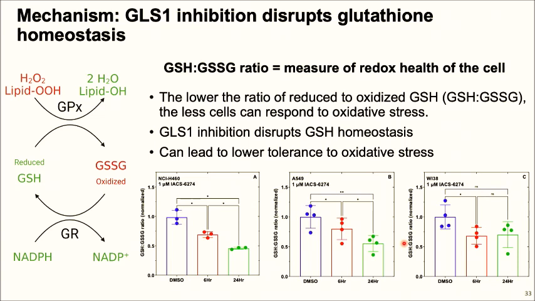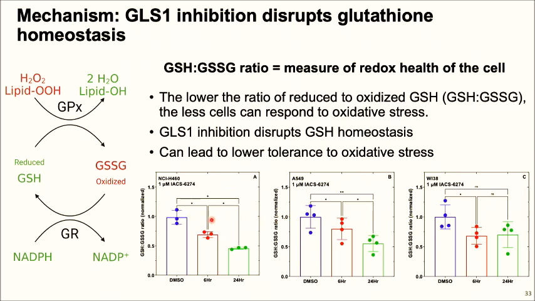So then to try to understand the mechanisms of this, first we tried to understand what this GLS1 inhibitor is doing in terms of glutathione production. So we measured the glutathione levels in the cells. The lower the ratio of reduced to oxidized glutathione, the less the cells can respond to oxidative stress. So as expected, GLS1 inhibition disrupts glutathione homeostasis, and this would lead to lower tolerance to oxidative stress.